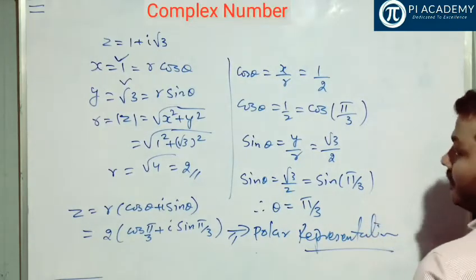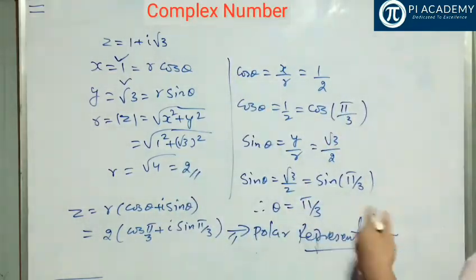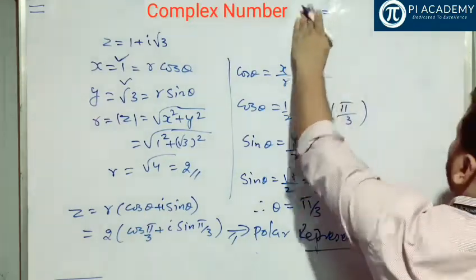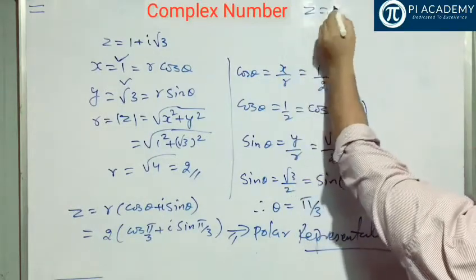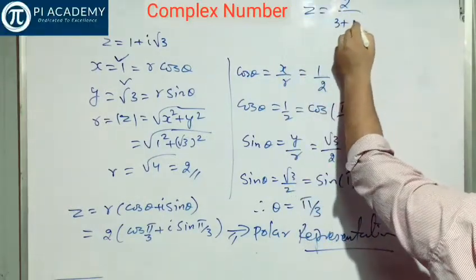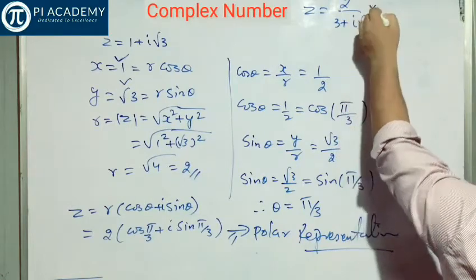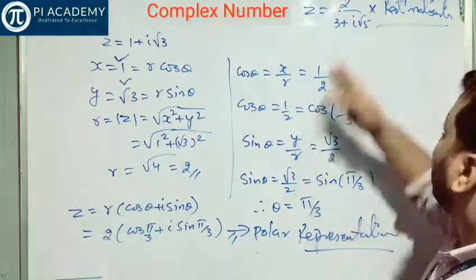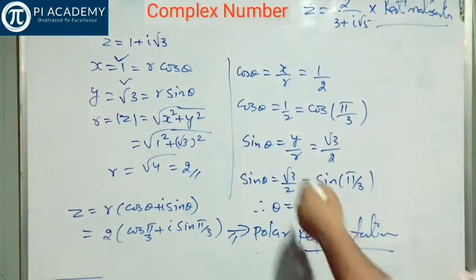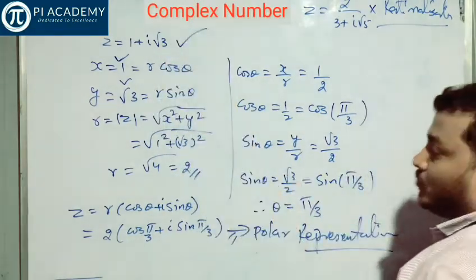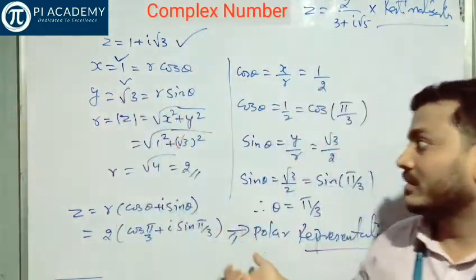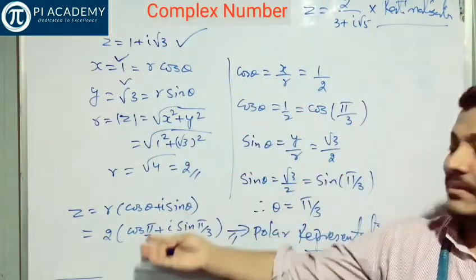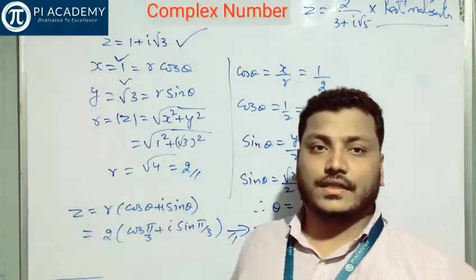Polar representation. So if they have not given the proper complex number form, like somewhere if they have given z is equal to 2 by 3 plus I root 5, then what you have to do? You have to do the rationalization, everything, and then you will get a proper complex number. So you have to rationalize, and after rationalization you will get the proper form of the complex number. After that, the normal method in x and y: find r, then find theta, and after finding theta, put it in the formula, and it will give you the polar form.